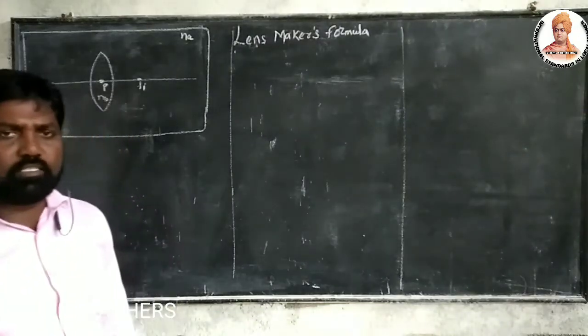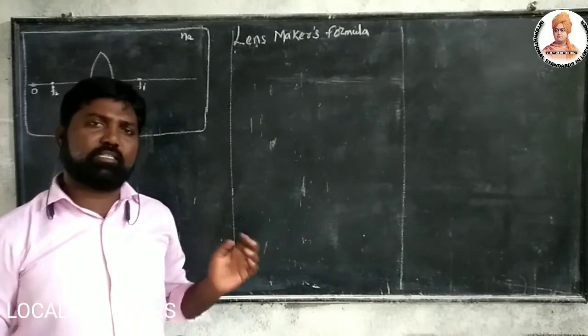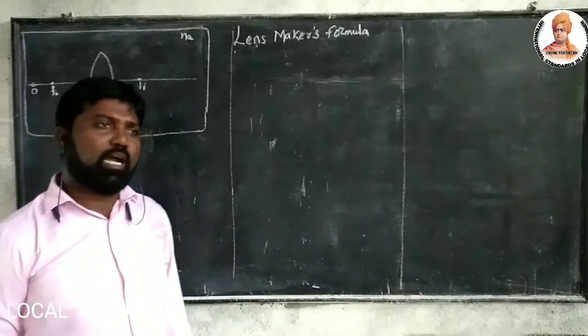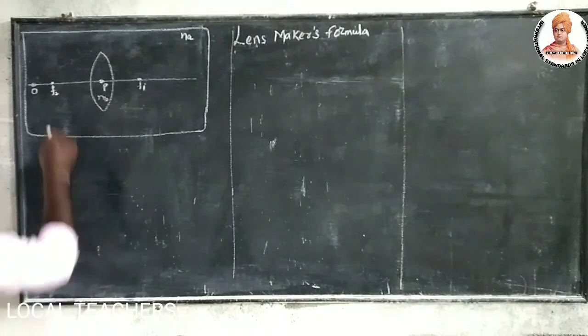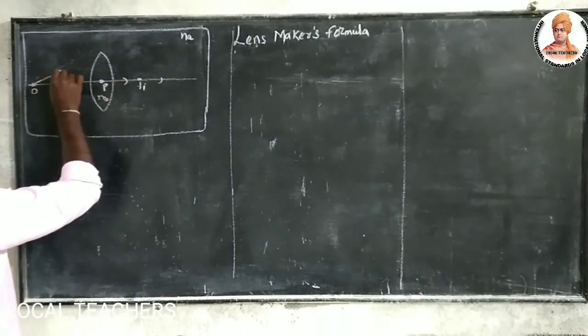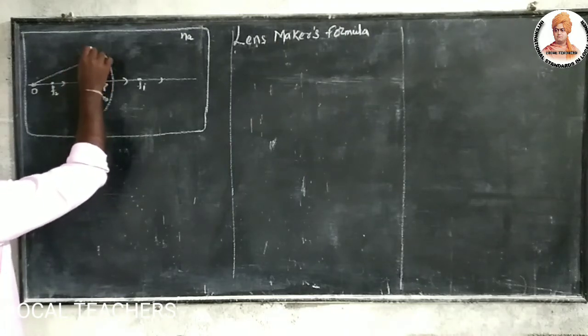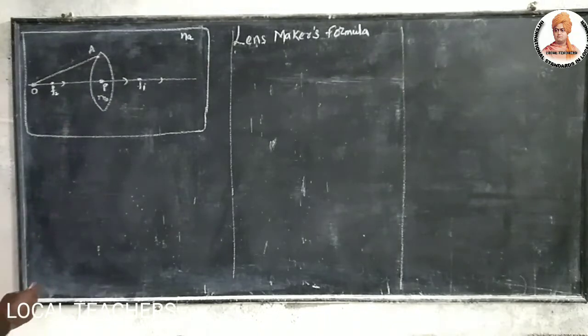In order to find the image, I require two incident rays. One I consider along the principal axis, and the second one I am going to draw, which will be incident on the convex lens at point A.